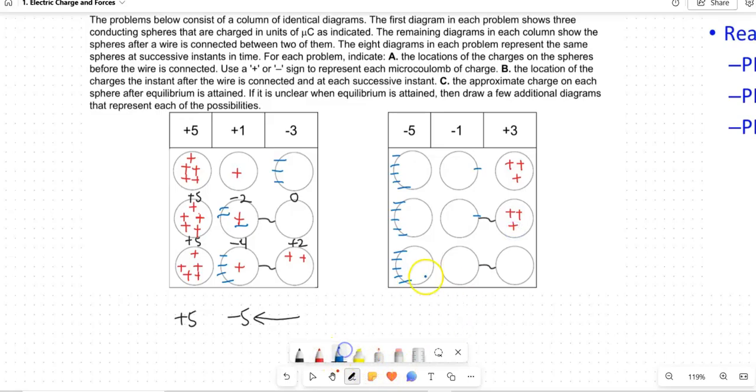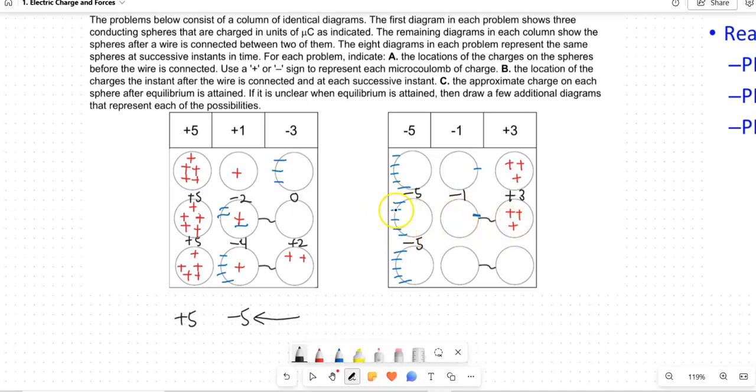Let's make this negative a little bit more prominent right there. So now what we have is -5, which won't change because that sphere is not touching the other ones. But we're starting off right here with -3 and -1 and +3. So this object again is dictating what to do with these two guys.